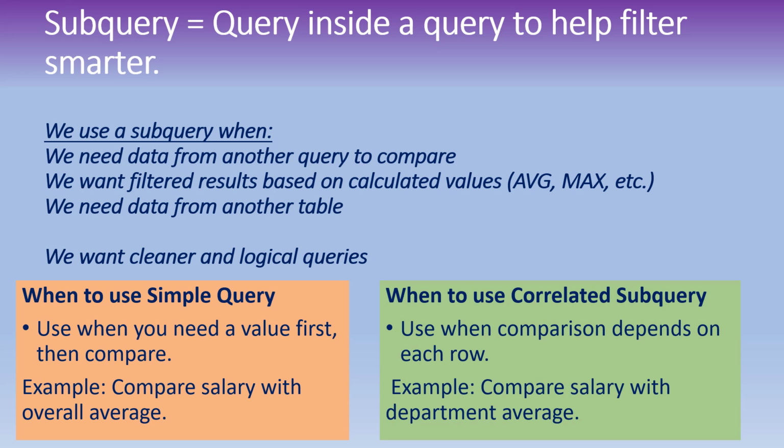Use simple subquery when you need one value first, then compare. For example, compare salary with overall average. Use correlated subquery when comparison depends on each row. For example, compare salary with department average.